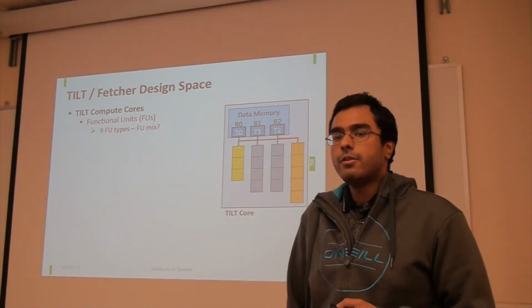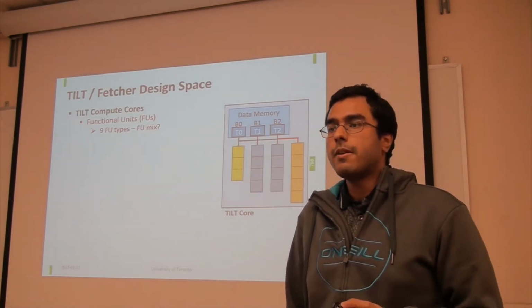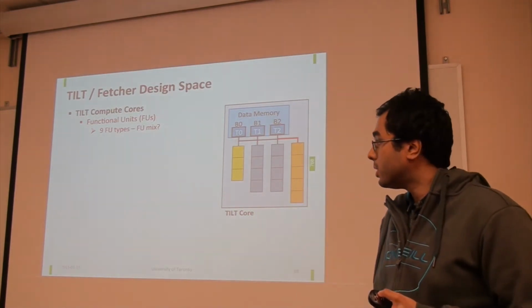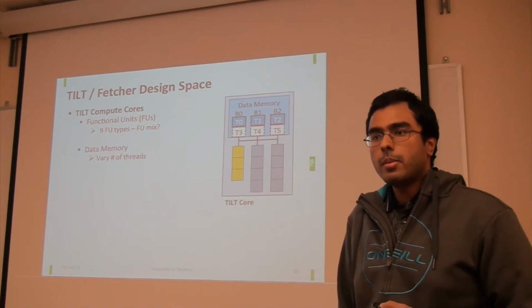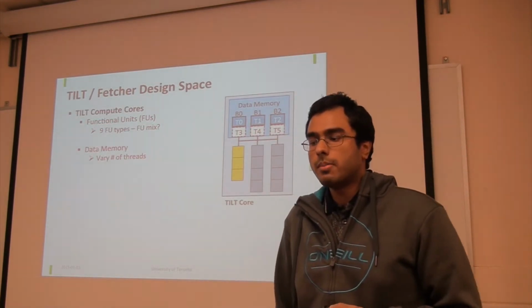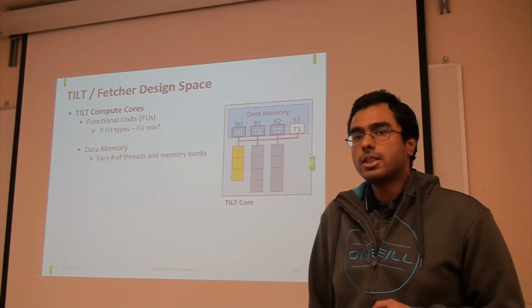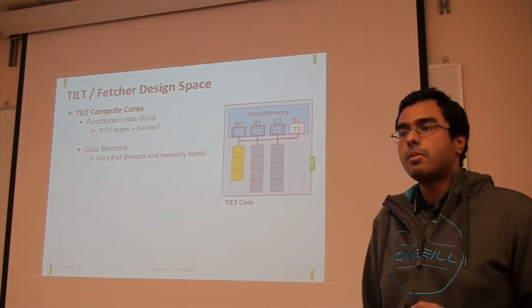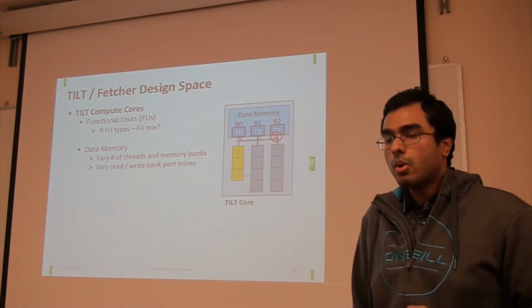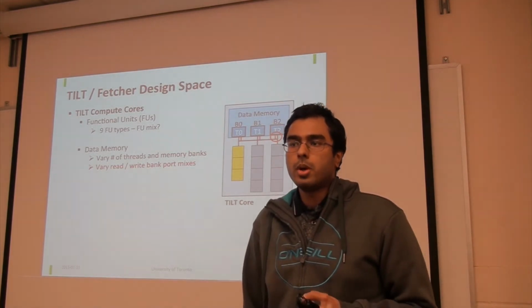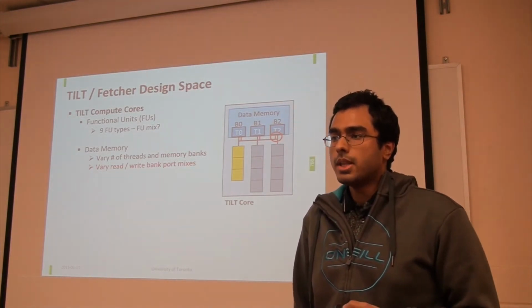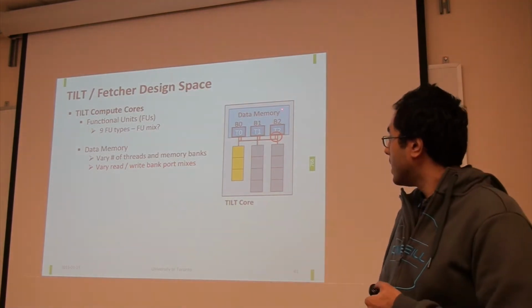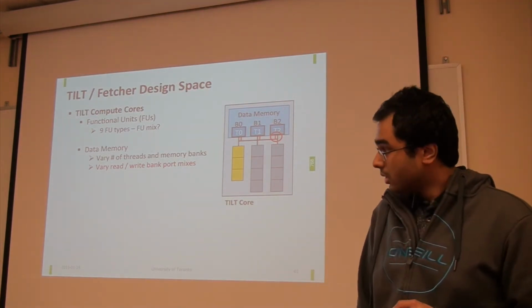First, we can vary the FU mix. With a total of 9 FU types and the capacity to have multiple instances of each, numerous FU mixes are possible. For the data memory, we can vary the number of threads, for example, with deeper banks, or increase the number of memory banks for more thread-level parallelism. Further, we can increase the number of read and write ports per memory bank, which allows us to issue more operations per cycle. But this will be at the cost of bigger memories and bigger crossbars.